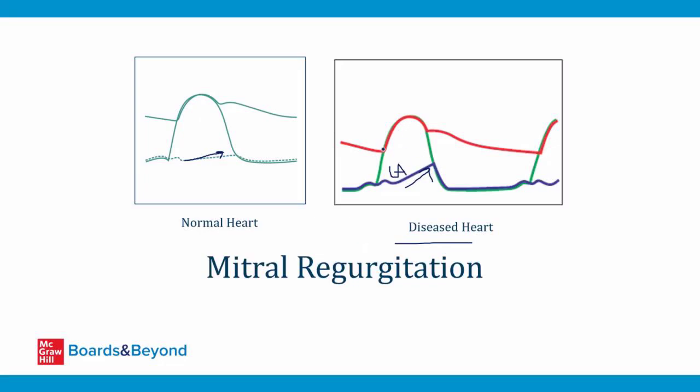As the ventricle is contracting and pushing blood out into the aorta, it's also pushing blood back into the left atrium through the leaky mitral valve. And that causes the left atrial pressure to rise much higher than it otherwise normally would.